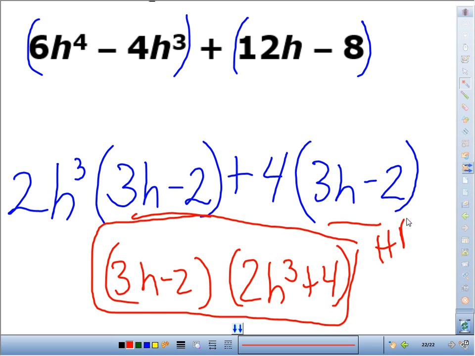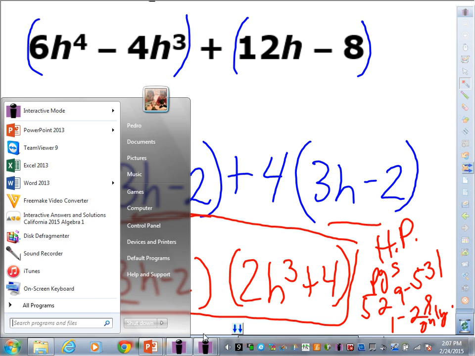So, homework for tonight is found on pages 529 to 531, numbers 1 through 28 only. Have a good one, guys. It's tutoring today. If I don't see you here, see you guys tomorrow.